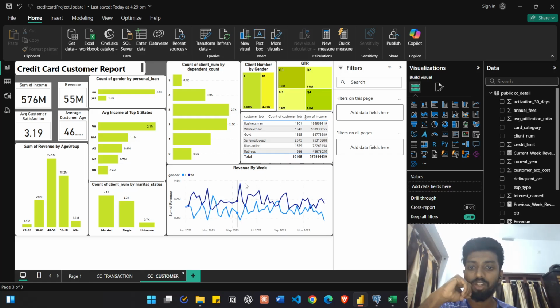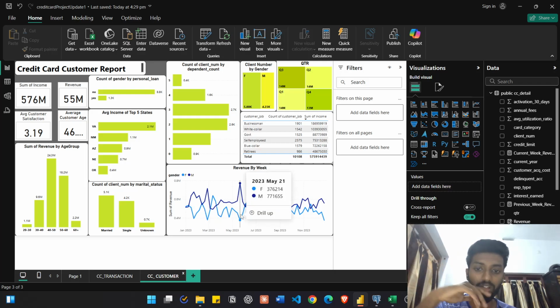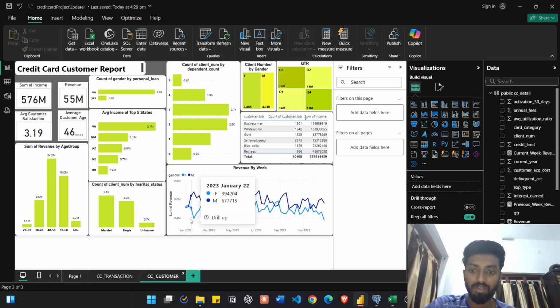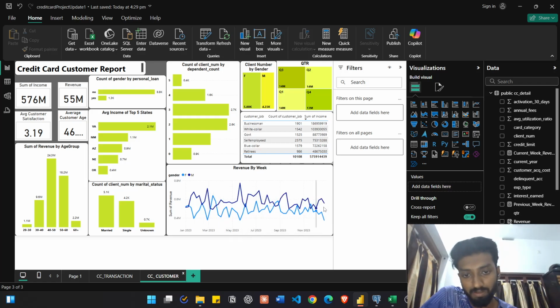And here is the revenue by week. So from Jan to December 24th, how both males and females have been giving revenue by week. Each data point is a week. So first Jan, this is week one, then we have week two, and up to 52 distinct data points. Okay. And now I'll show you how to update.